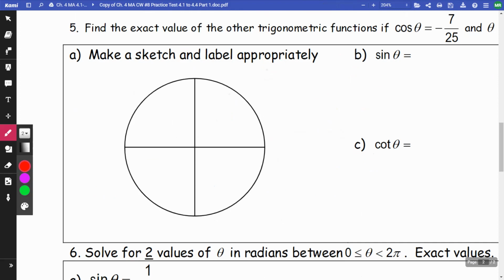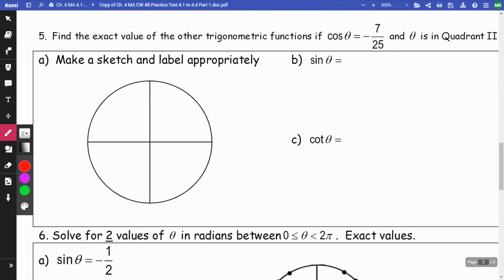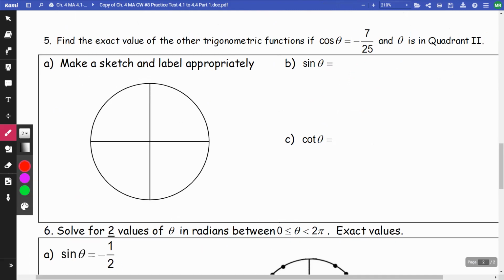On number 5, find the exact value of the other trigonometric functions if cosine theta is a negative 7 25ths and it's in quadrant 2. So it really could have been, since cosine is negative in 2 and 3, but they're telling us it's in 2. So this is where we're focusing.